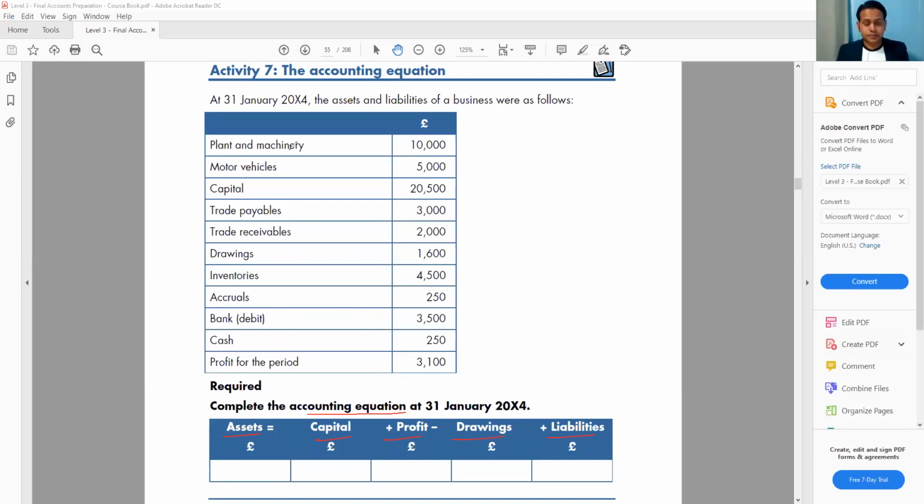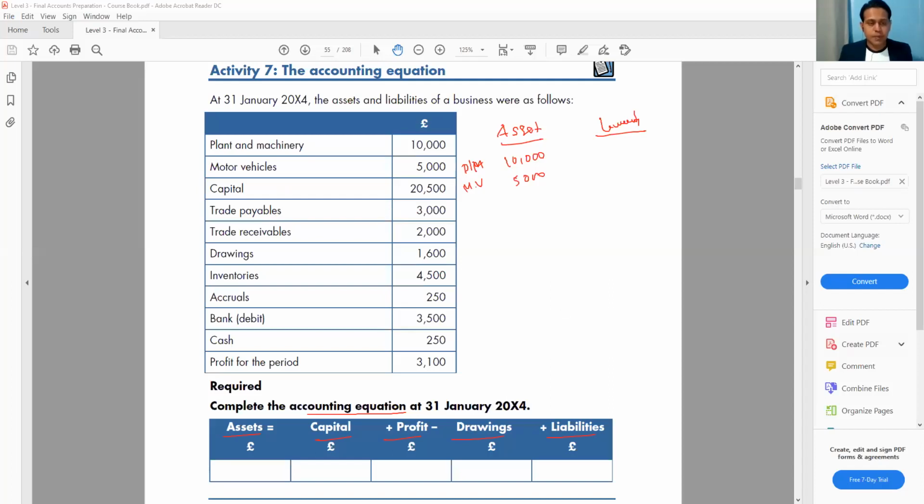Start with our assets. Let's find how many assets we have. So assets and liability are our main headings. Okay, the first thing we have, let's do it together. Plant and machinery. Plant and machinery is our asset. So plant and machinery, we're going to write under the asset. So 10,000. Then the next one we have is motor vehicle. Motor vehicle is our asset, 5,000. Then capital will go to the capital, so we don't have to worry about it.